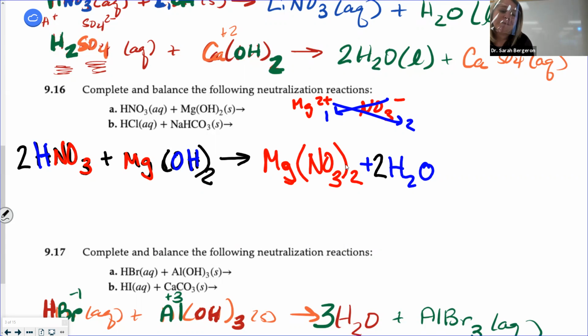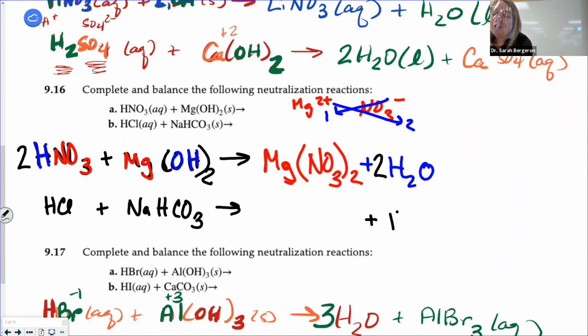Okay, last one. We have HCl plus NaHCO3. What are we going to make? A salt, water, and I see carbon. What am I going to make? Carbon dioxide. So you can even go ahead and put it. I know I'm going to make water. I know I'm going to make carbon dioxide. And now we just have to figure out what's left.